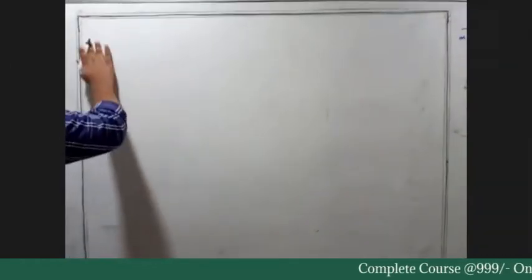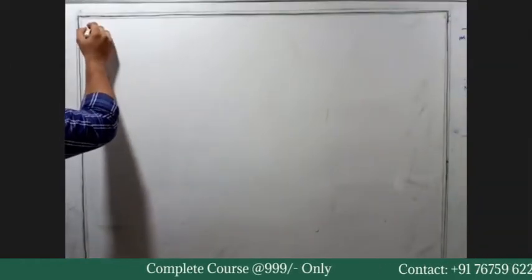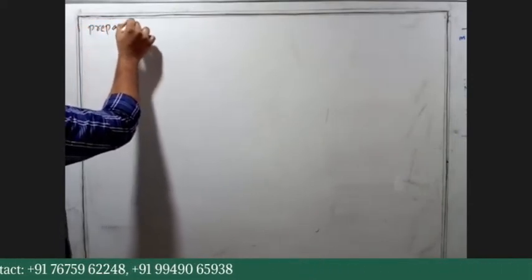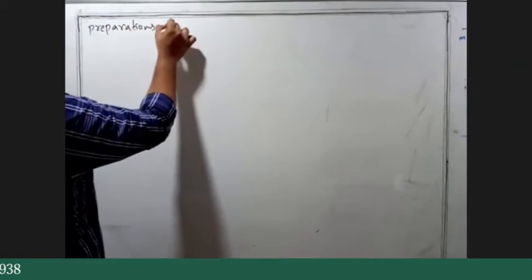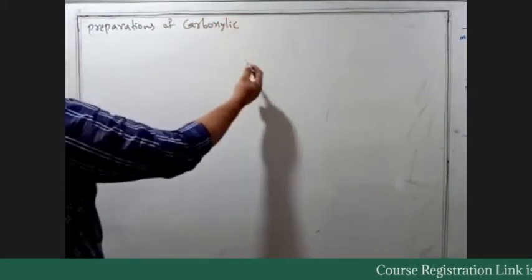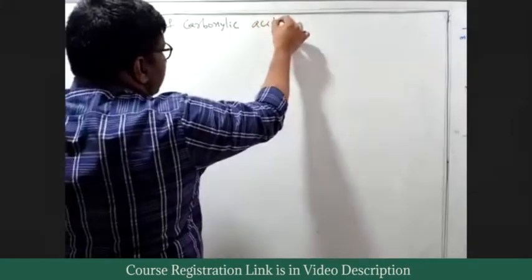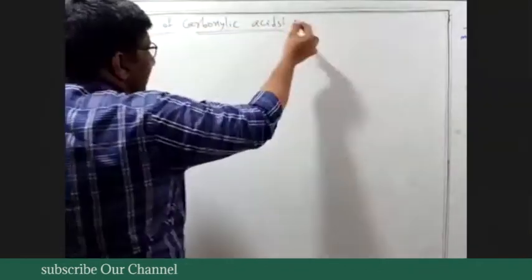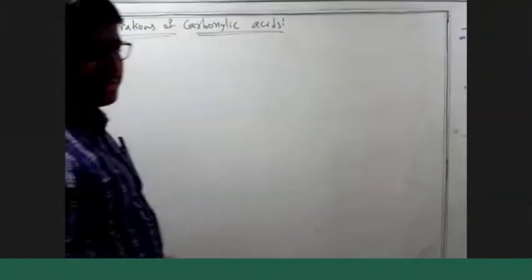And today we are going to study preparations of carboxylic acids. So yesterday we have seen we can prepare carboxylic acids from acidic hydrolysis of cyanates.